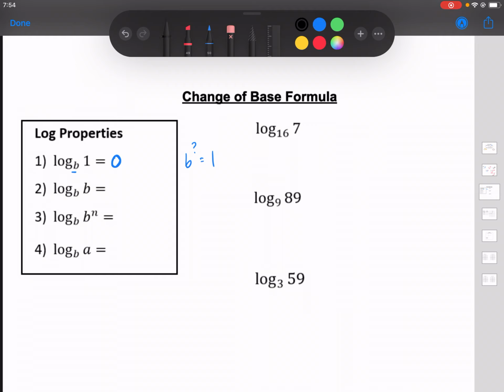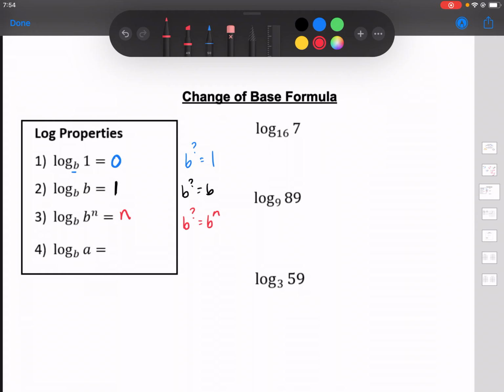For the next one, you're asking yourself, b to what power gives you b? Well, the answer to that would be a 1. Anything to the first power would give you that. For the next one, you're asking yourself, b to what power gives you b to the n? Well, it's already given to you because they both are b on both sides, so the answer would just be n.